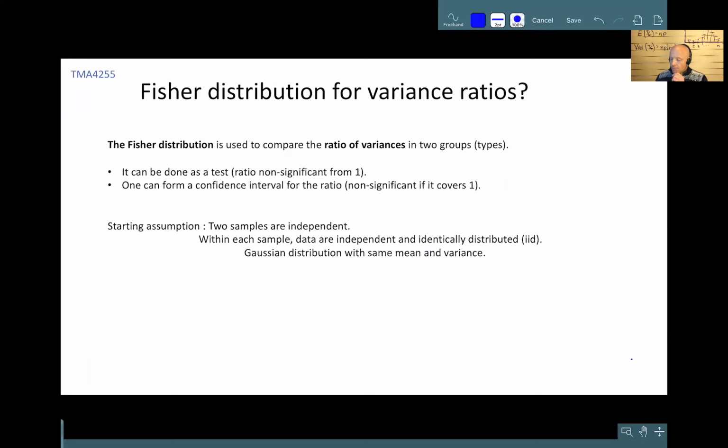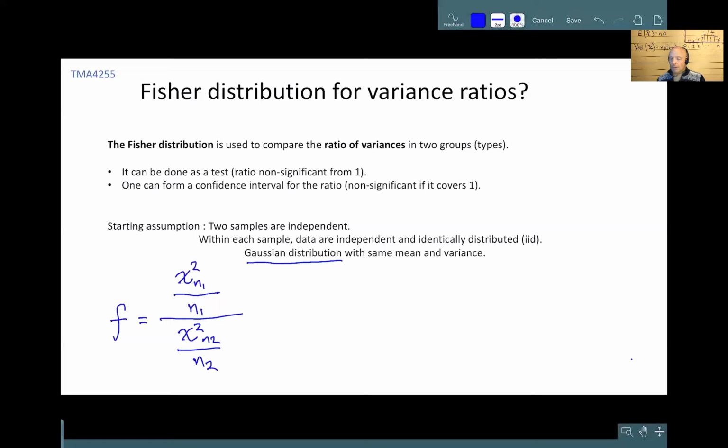So the Fisher distribution is again based on assumptions of Gaussian distributions, and these are independent and have the same variance parameters, the same sigma parameters, in each group. Then we can call something F for a Fisher statistic. This is a result of a chi-square distribution with n1 degrees of freedom divided by n1. This is what you use for the first group, and then you divide by what you have for the second group.